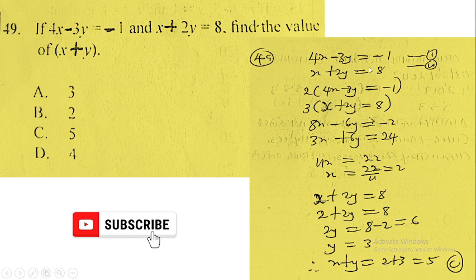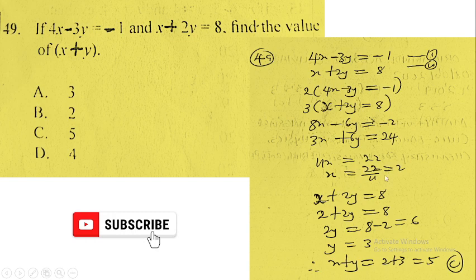If I multiply this one by 2, I have 8x minus 6y equals minus 2. If I multiply this one by 3, I have 3x plus 6y equals 24. So I can now eliminate y by adding. If I add these two equations, then y will vanish. So 8x plus 3x will give us 11x. Then minus 2 plus 24 will give us 22. If I divide that by 11, that will give us x to be 2.